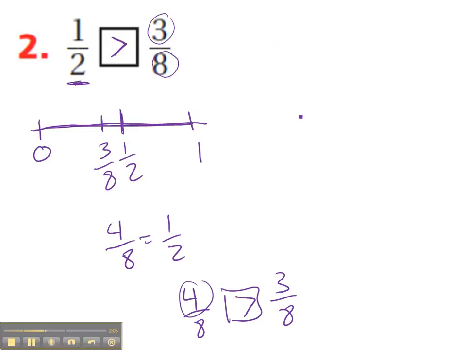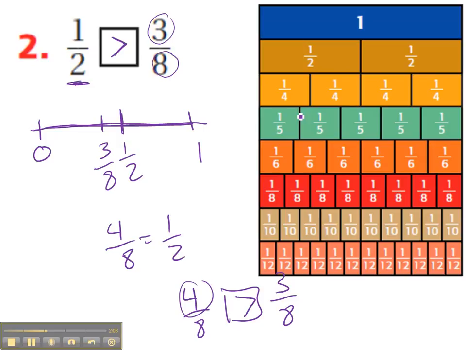Now let's look at the fraction model they gave us. Okay, we have 1/2 here, shaded in. And if we go down to the 8s, the pieces that are 1/8 size, they're smaller than the half size, but we have 3 of them. But then if you line it up, you see that that's less than 1/2. We would need 1 more eighth to equal 1/2.